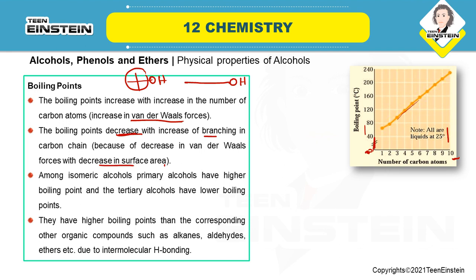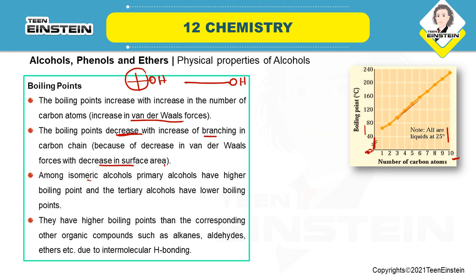So that is the reason the boiling point will decrease, because when the van der Waals force is decreasing, that means you don't have to overcome much van der Waals force, you don't have to put much energy, that means the boiling point is less. That is, to convert it from liquid state to vapor state, you don't have to apply so much energy, because the van der Waals force is weak.